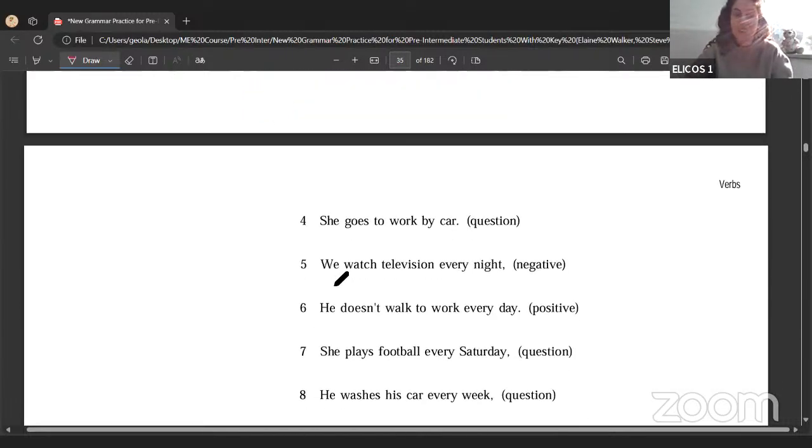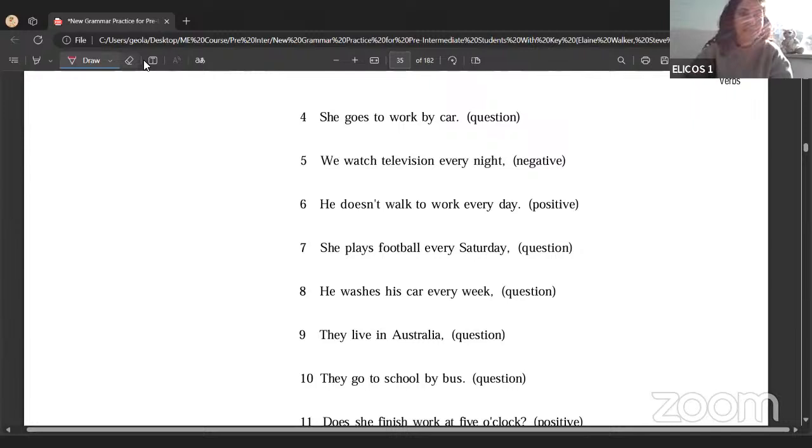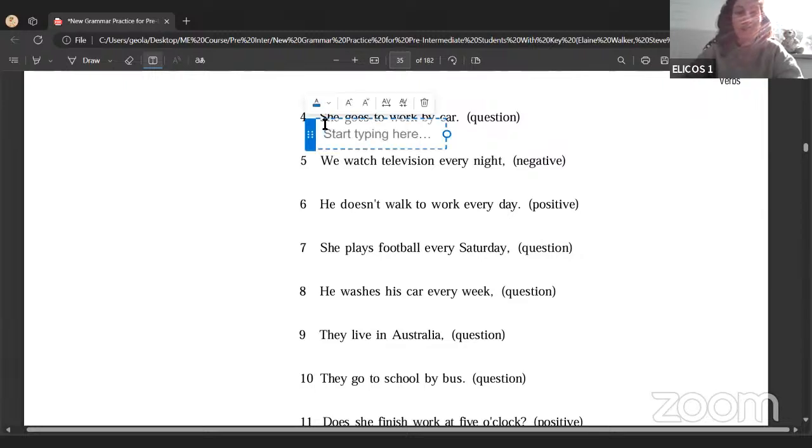Let's practice starting with Peter for number 4. You've got to make it a question. So you can read the first one and then make it a question. Does she go to work by car? Yes. So we had a positive. She goes to work by car. We want to make it a question. Does she go to work by car? Good.